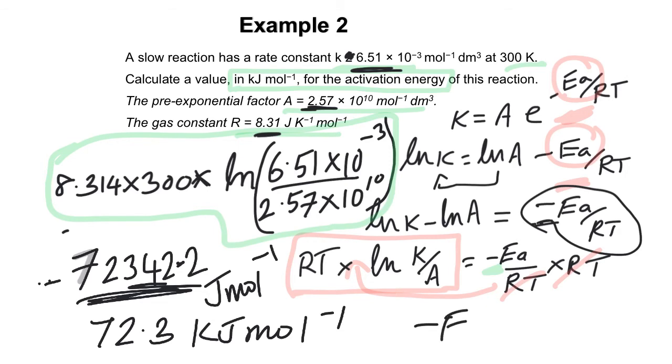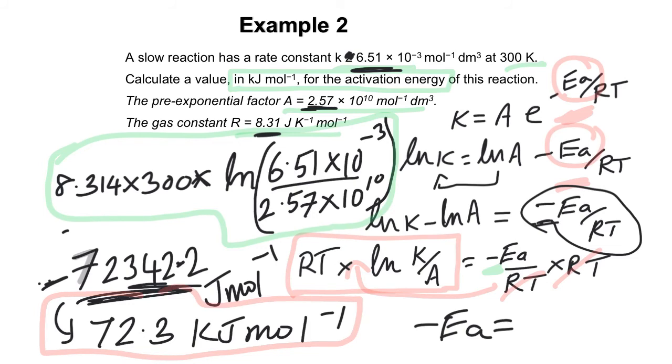Mind you, this was a negative number, but because this is equal to minus EA, so minus EA equal to this number. So when you have EA, you have to change the sign as well. So it's a positive value, and this is your answer. Okay, the second example is done.